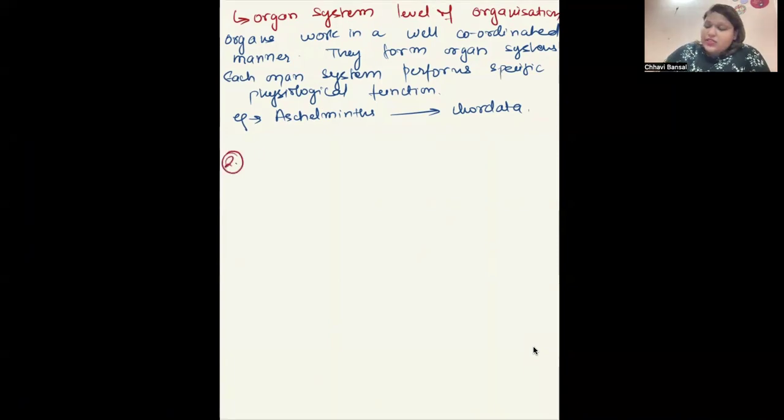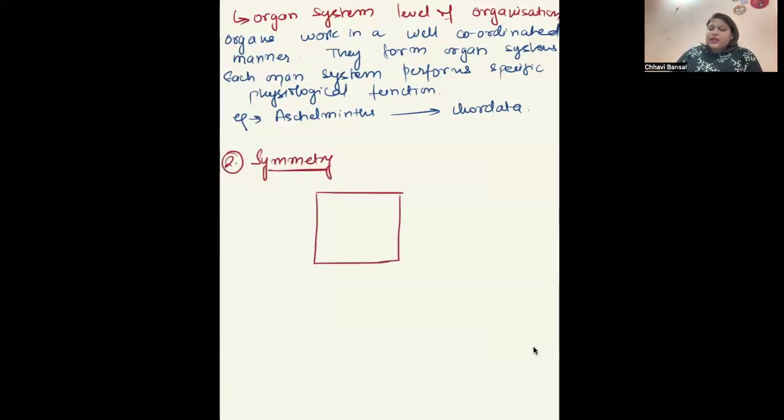Okay. The second, we are going to start with the next basis of classification, which is symmetry. Now let's understand what symmetry is first. Symmetry means, for example, if you have something, for example, this is a paper or something. Now, can I say it is symmetrical?